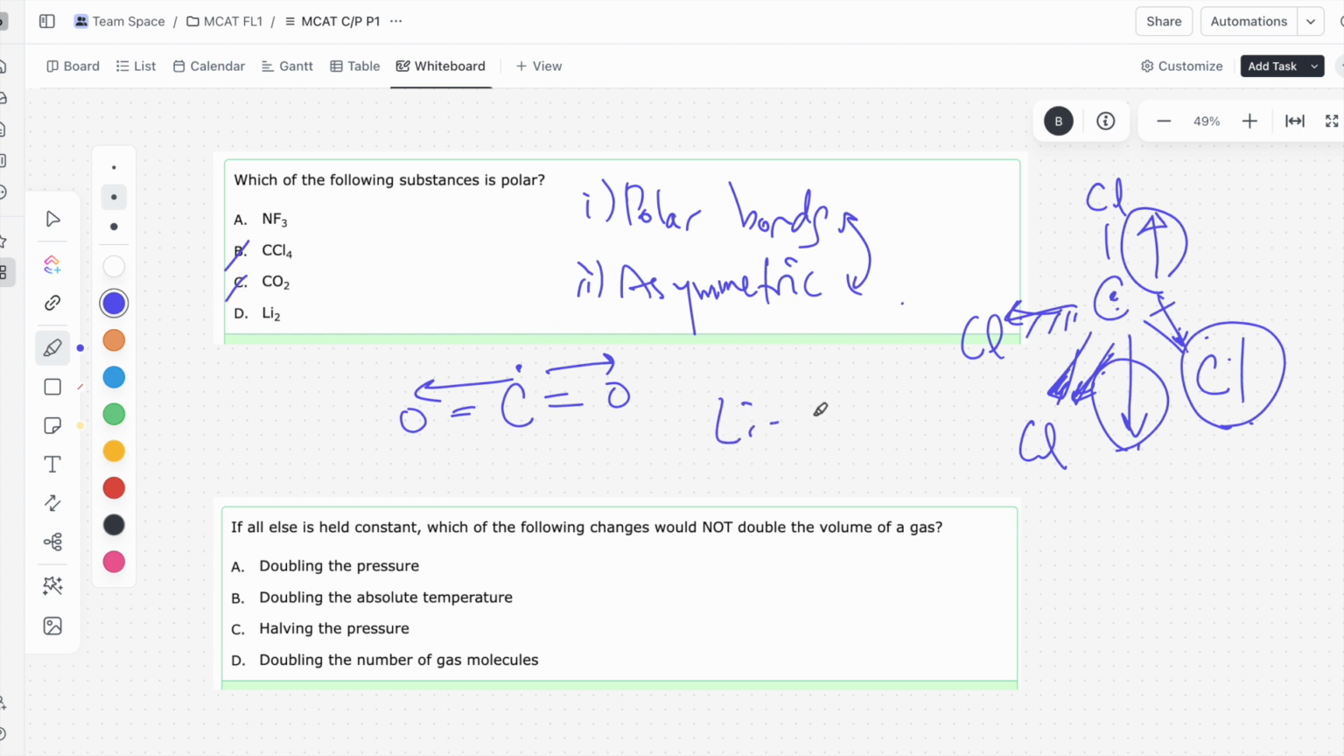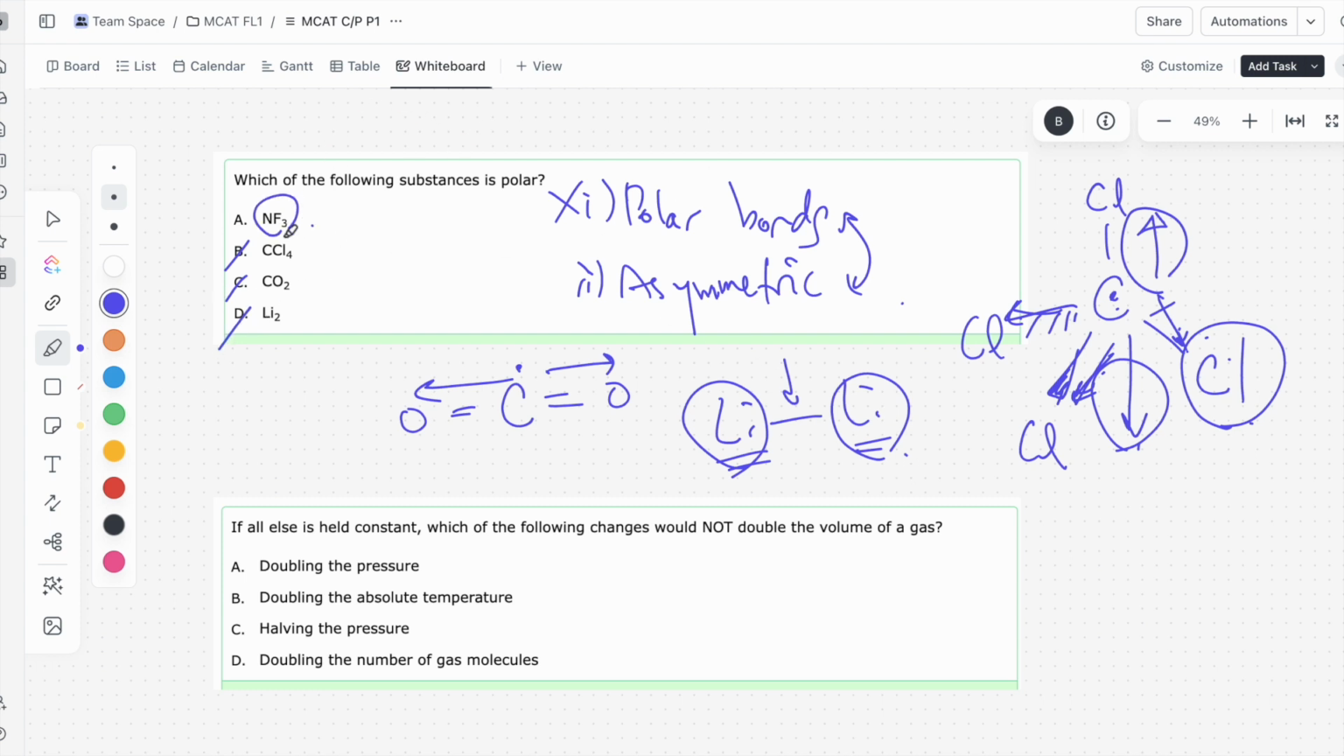Now, Li2, unfortunately, there is no polar bond here. These are two exactly the same atoms, so they have the exact same electronegativities. There is no electronegativity difference, so there is no polar bond. Especially since you have the exact same elements here, it doesn't really matter if this is symmetric or not. We already know that we fail criteria 1 since there are no polar bonds, given that these are two exactly the same atoms.